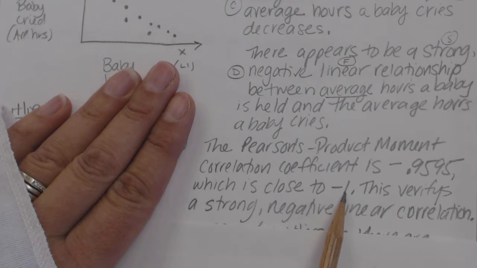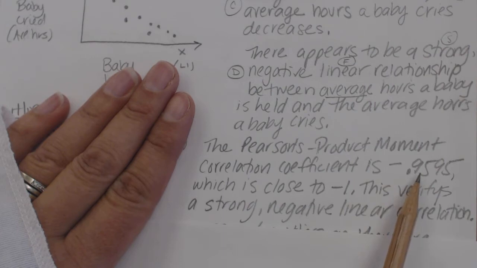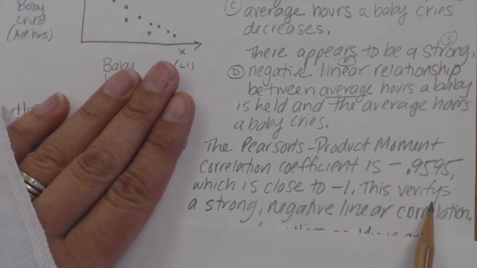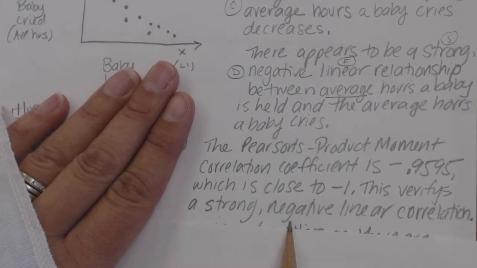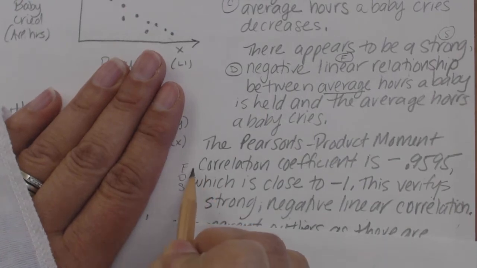Now this -1, there was a sheet that I gave you. It had a nice chart on it and it had a few graphs on it to describe when this number is strong, moderate, weak. So that's where I got this -1 from. This verifies a strong negative linear correlation. So I have now verified my form, direction, and strength.